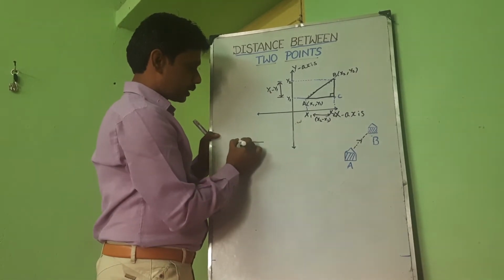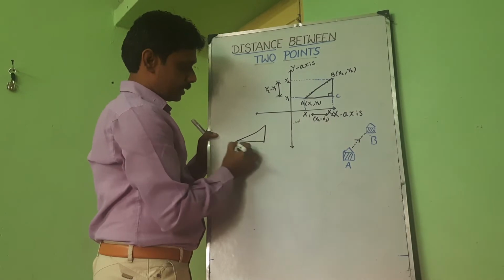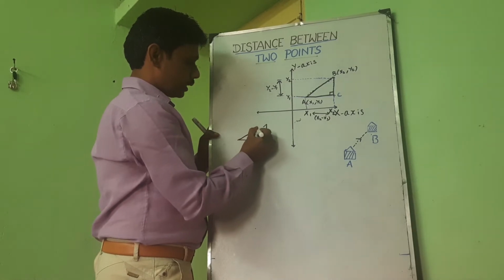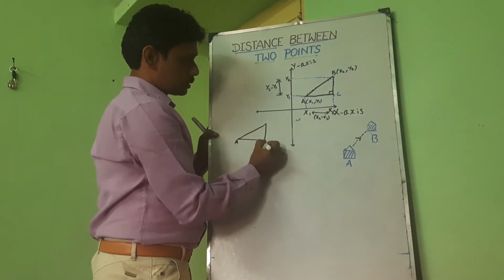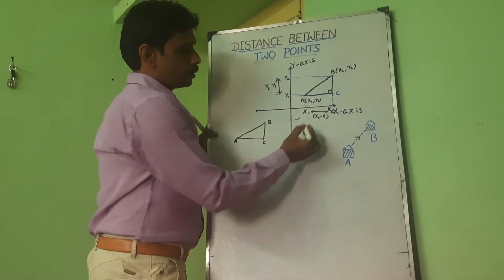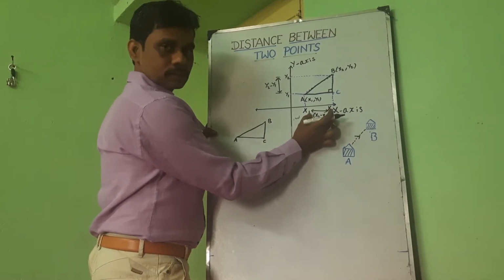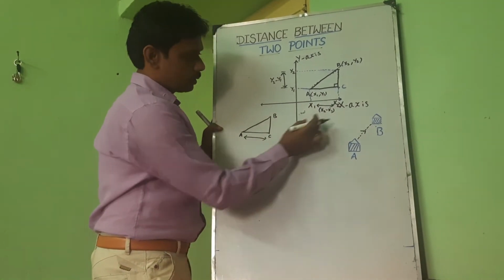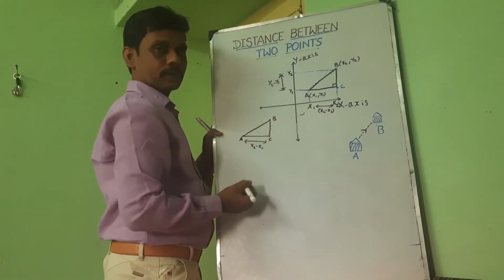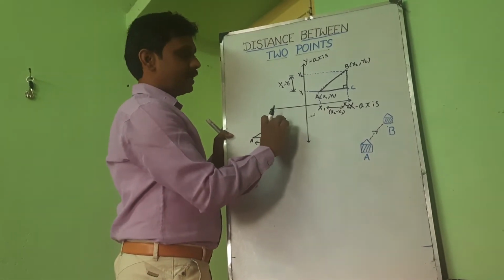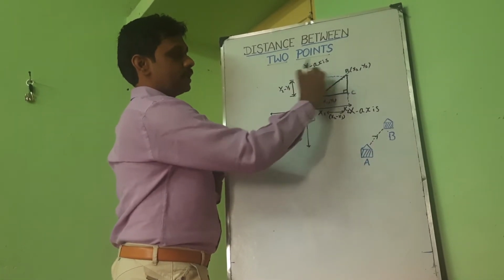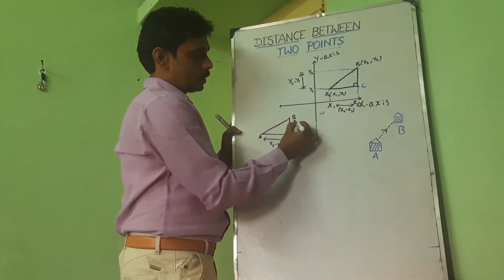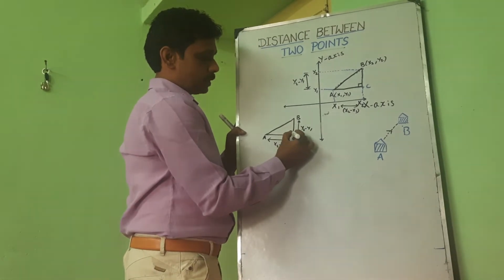So consider the separate right angle triangle here. This is a right angle triangle from the same xy plane. We are considering the same right angle triangle A, C and B. The distance between these 2 points is x2 minus x1. That is the measurement of AC. Similarly, the distance between B and C is nothing but y2 minus y1. So this is a right angle.